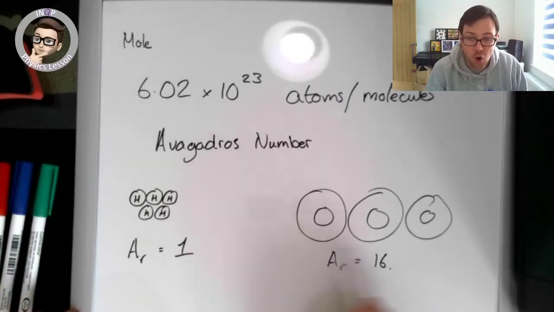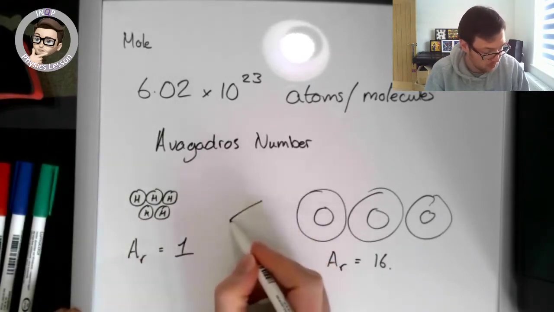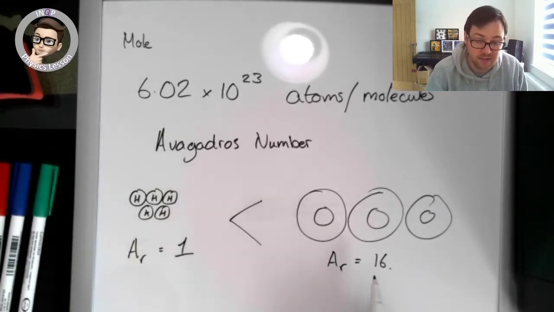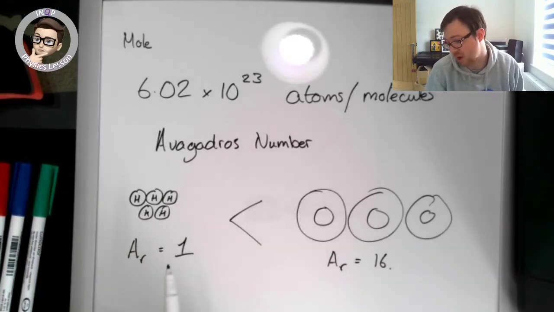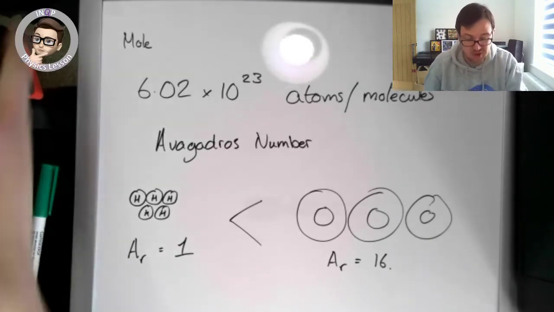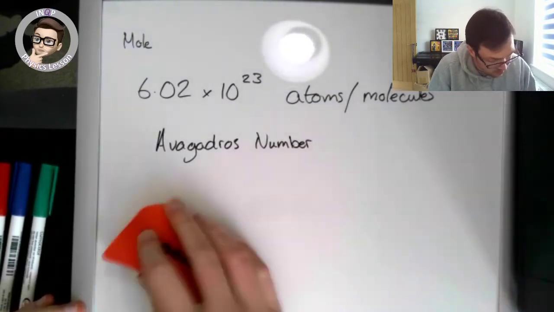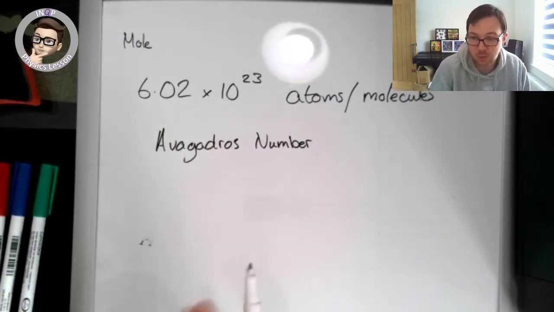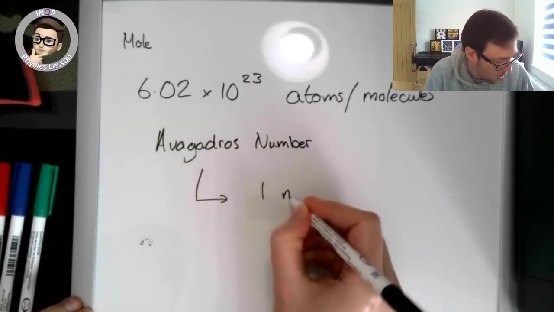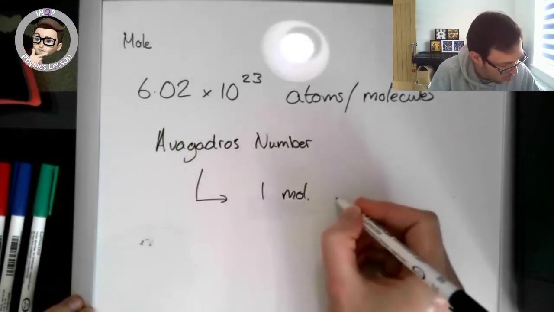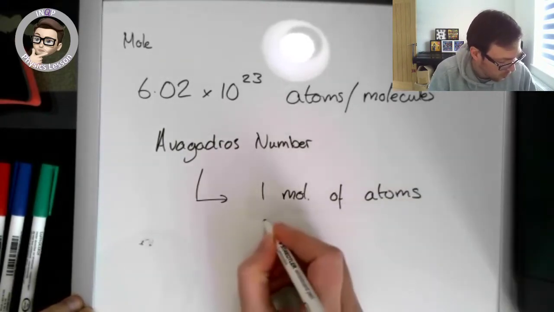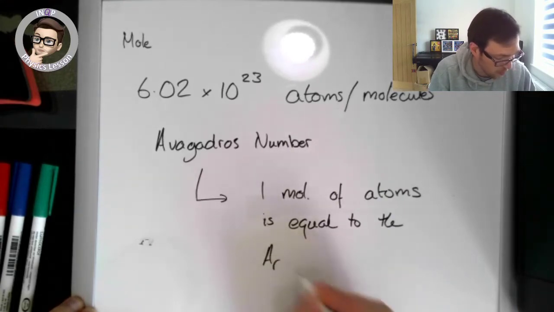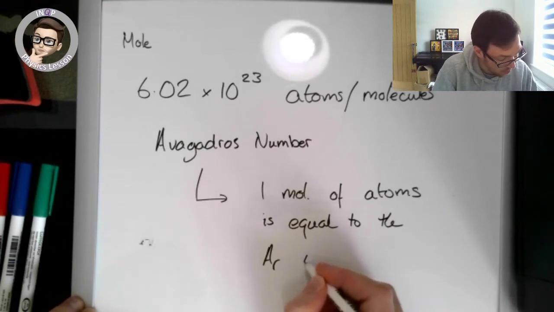So one mole of oxygen is heavier than one mole of hydrogen, and that's because the relative mass of the oxygen is greater than the relative mass of the hydrogen. Okay, so what did Avogadro actually do? What was his work? Well, he stated that we can know what one mole of these atoms, these molecules, is equal to in grams. So Avogadro said that one mole, M-O-L to shorten it, of atoms is equal to the relative atomic mass, or the relative molecular mass, Ar, in grams.